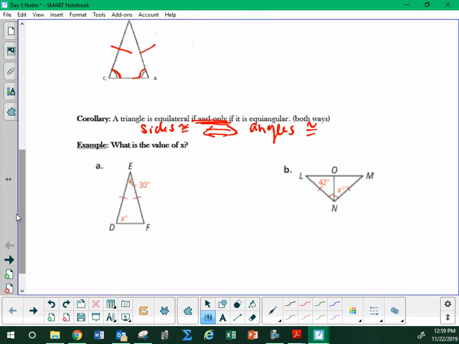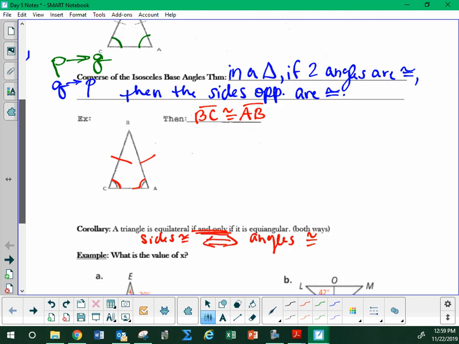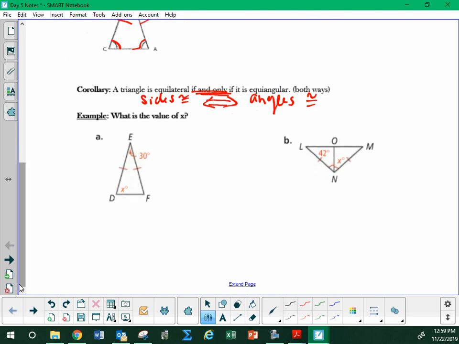All right, we don't use this one very often in proofs, but we will definitely be using the isosceles base angles theorem and converse in proofs. And next class will be our proof. So make sure you do know which one is original, which one's converse. All right, let's just go ahead and apply it for right now.